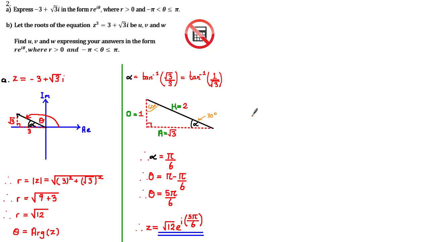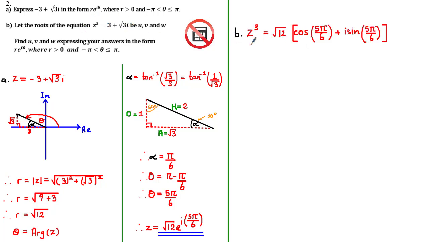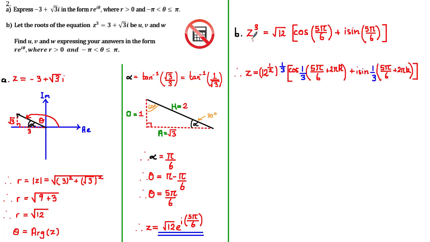Welcome back. Now, given that we know the modulus and argument of this value, we can rewrite this equation in modulus argument form. Z cubed is equal to the modulus, the square root of 12, multiplied by cosine of the argument 5 pi over 6 plus i sine of 5 pi over 6. And using de Moivre's theorem, we can find the roots of this equation by taking the third root of the right hand side, which would mean raising the modulus to the third root and multiplying the argument plus 2 pi k, where k is an integer, by 1 over 3.